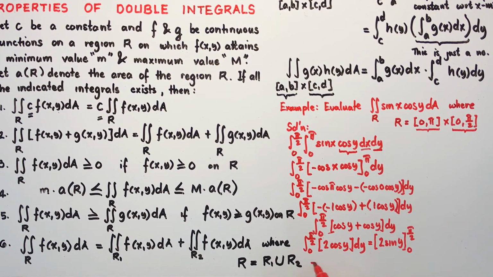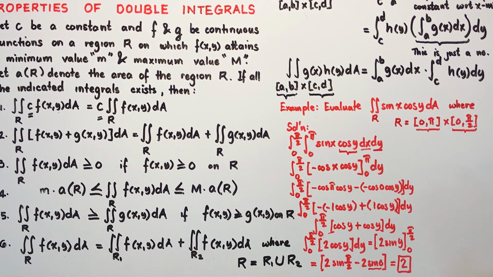And this is equal to 2 sine of pi over 2 minus 2 sine 0. And sine of pi over 2 is 1. So times 2, that's 2. But sine of 0 is 0. And times 2 is 0. So 2 minus 0 is 2.